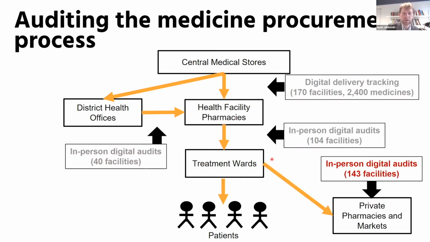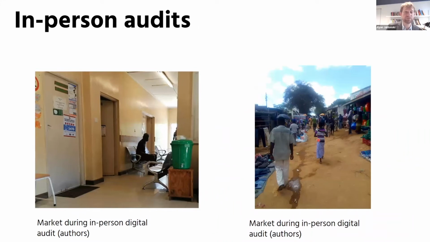And then finally, we were interested in when medicines get redistributed to private suppliers. Particularly in Malawi, this is going to private pharmacies and markets. So we did another digital audit in person. We sent teams out to 143 private pharmacies and markets to identify the extent to which these government drugs are arriving in pharmacies and markets. This is some pictures of the audits taking place. This is an audit in a health facility, and this is an audit in a marketplace.